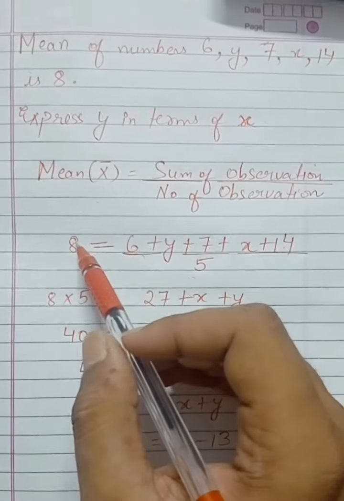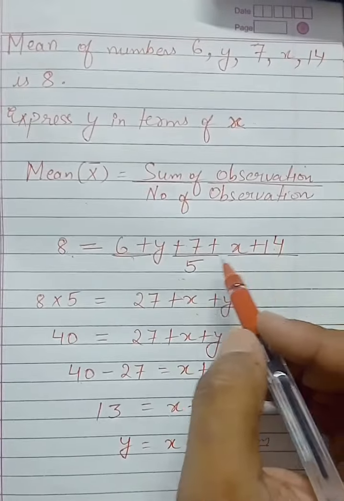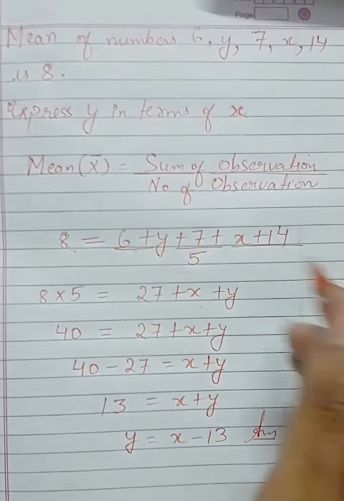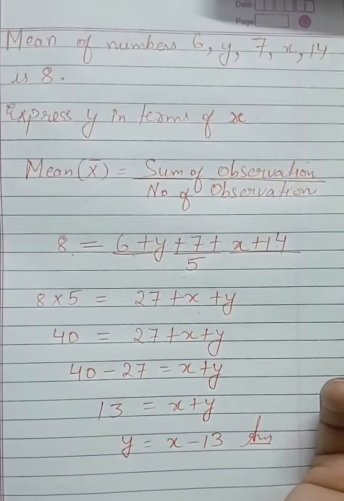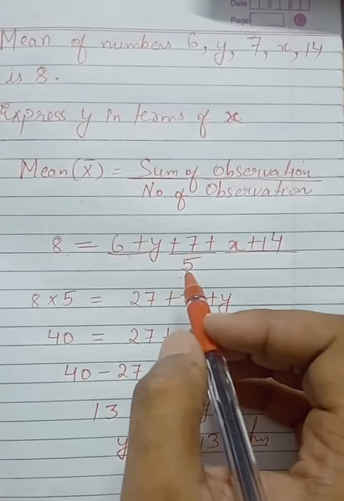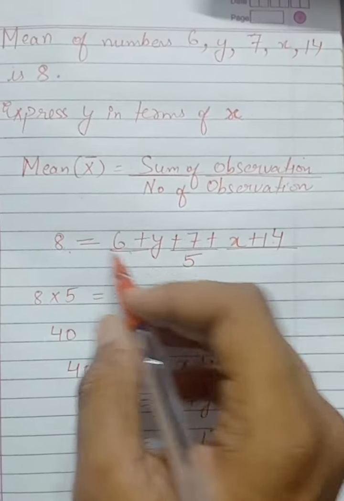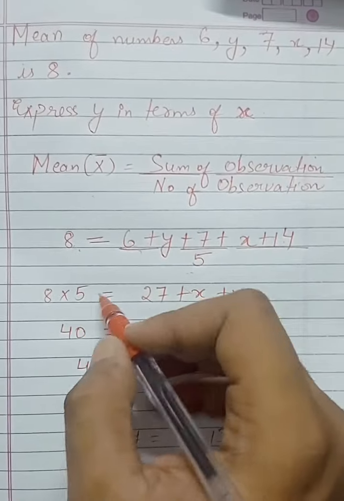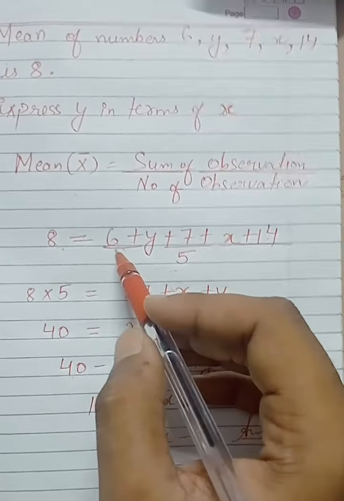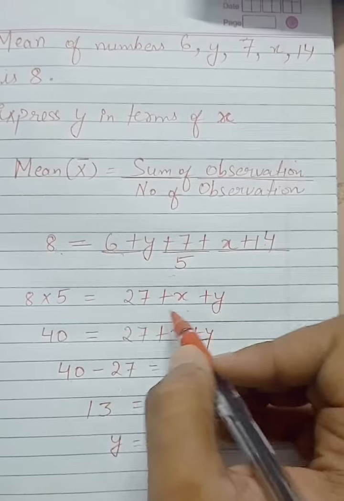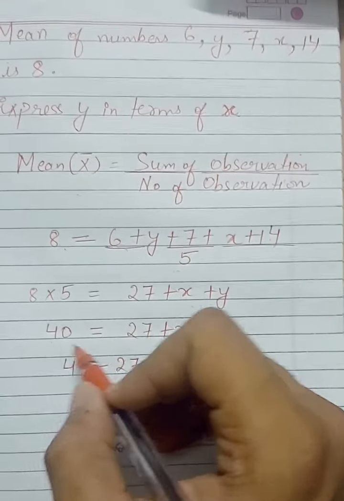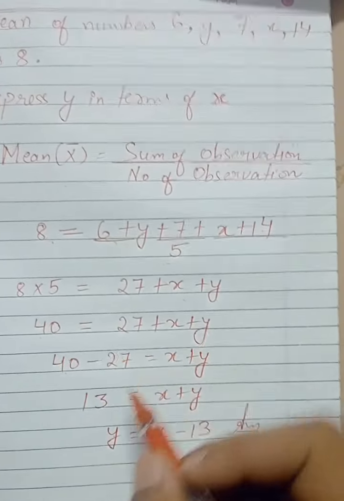So this 5 will be multiplied with 8 because it will be transferred from the right to the left hand side. Over here it was in division form, here it will be in multiplication form, it will be cross multiplied. So 8 fives are 40. We will add the numbers: 6 plus 7 plus 14 will be 27, plus x plus y. So 8 fives are 40 is equal to 27 plus x plus y.